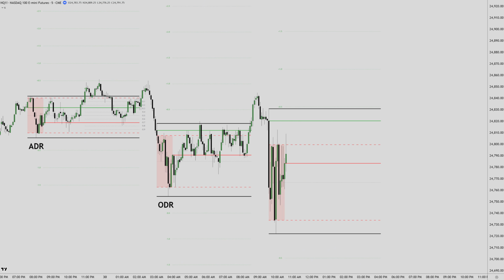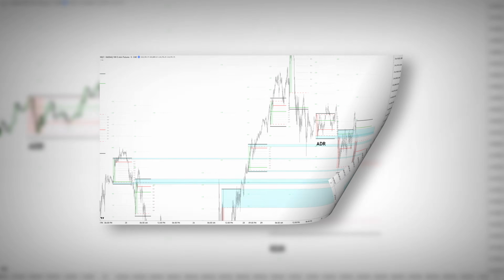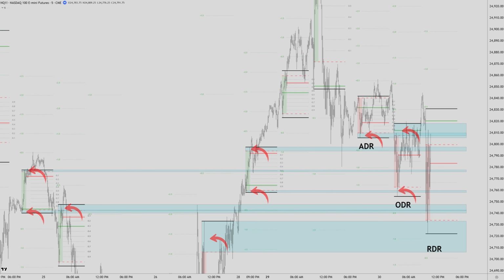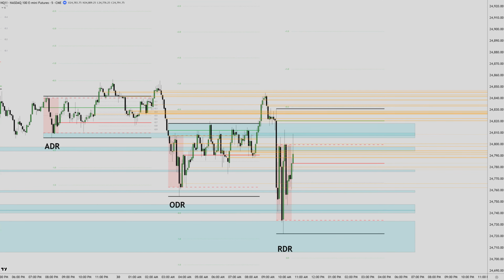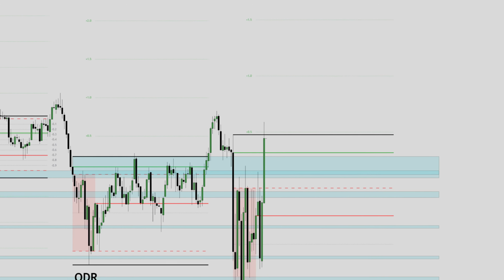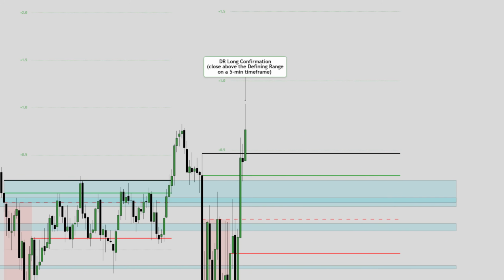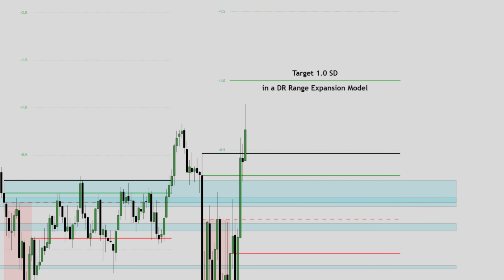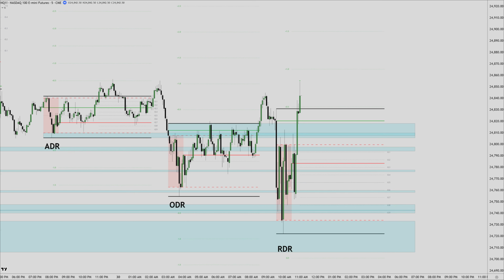While the range continues forming, you can prepare already. Mark important volume imbalances and previous DR levels aligning with the range. By 10:30 a.m., the session is formed. Now you wait for confirmation. At 10:55 a.m., price confirms long. That's your probability shift to the upside. The natural target in a DR range expansion model is 1 standard deviation.